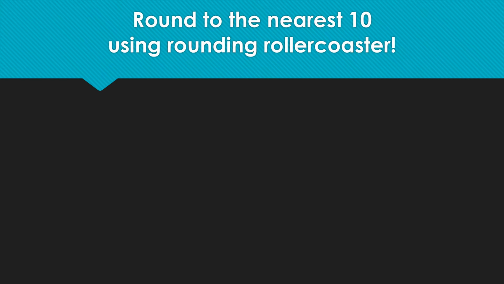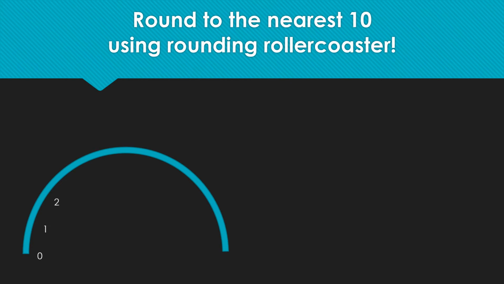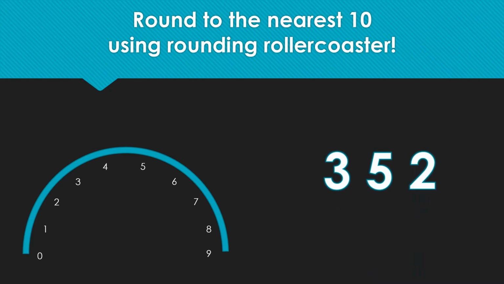Now we're going to round to the nearest 10 using the roller coaster again. So here is my roller coaster. We're going to round 352. Since we're rounding to the nearest 10, that's our tens digit. That means we're going to look at this number to decide how we're going to round. So let's put our roller coaster on the number 2.